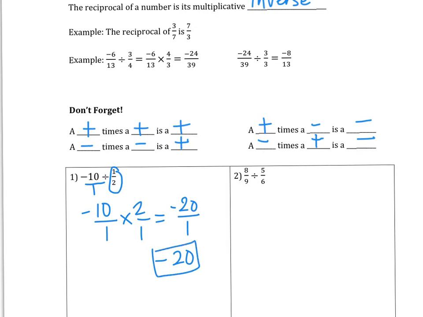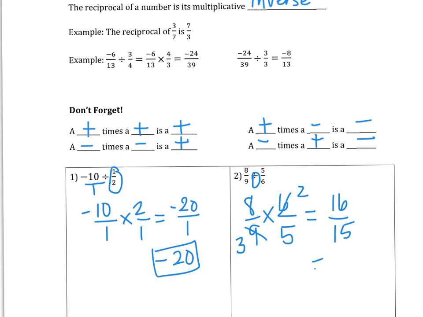The second example: I am going to change my sign, so it's 8/9 times the reciprocal of the second fraction. Then I multiply that straight across. I'm going to cross reduce first. I see that 3 goes into 6 2 times, 3 goes into 9 3 times, and that's going to be 16 over 15. That's an improper fraction, so that is going to be 1 and 1/15.